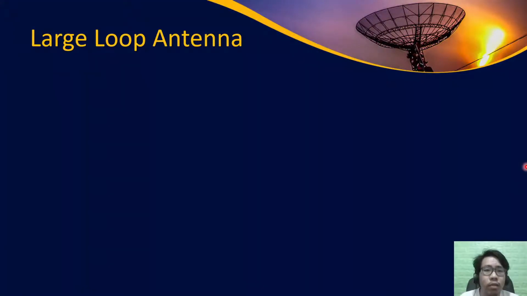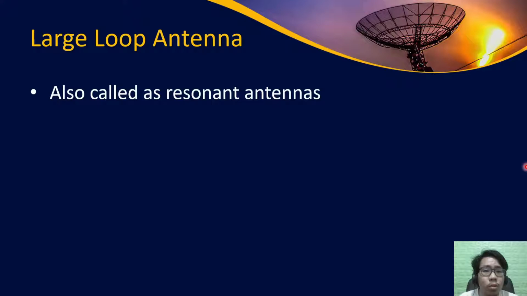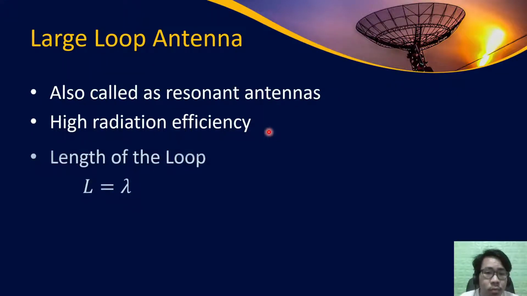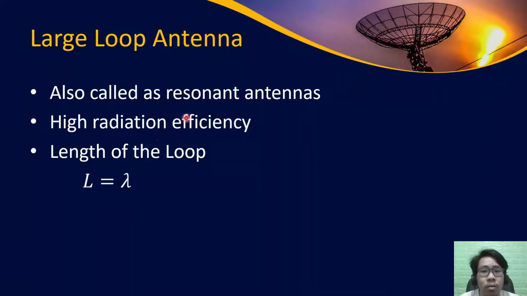So next, we have the large loop antenna. It is also called a resonant antenna. It also has a high radiation efficiency, and this is the reason why it is called a resonant antenna. That is because the length of the loop is equal to the wavelength of the electromagnetic signal that is being sent, transmitted, or received.